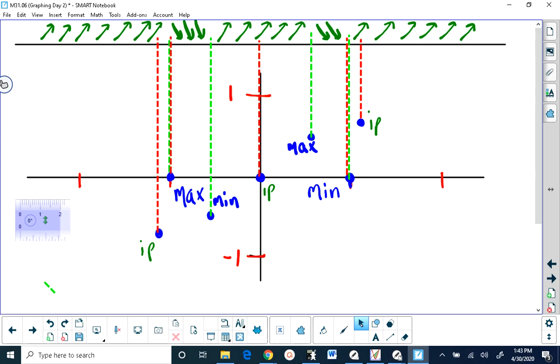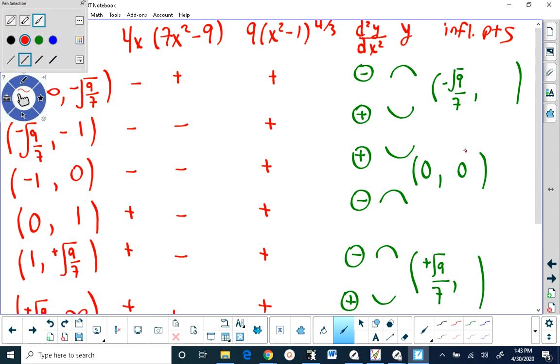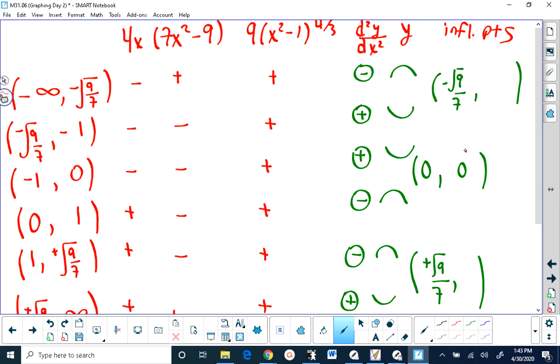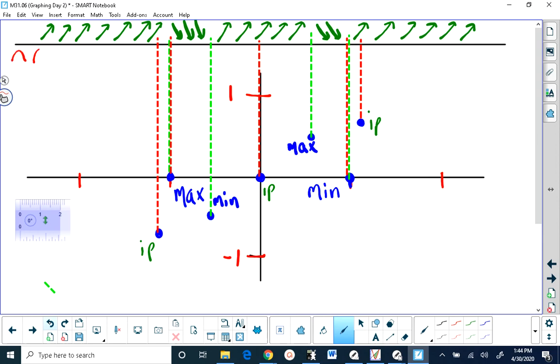What we discovered with the second derivative: concave down, then up, up, down, down, up. So the first interval is concave down. Then the next two intervals, I'm looking at the red lines here, were up and up. The next two were down and down. And then it was up again.